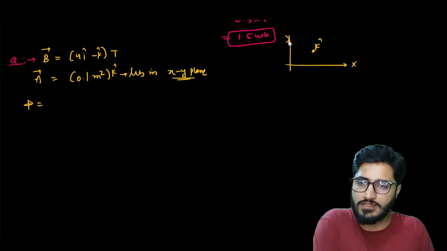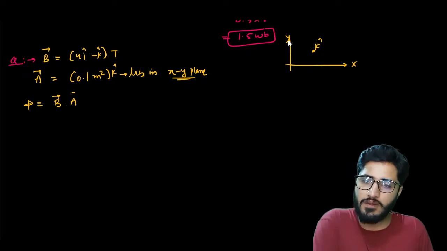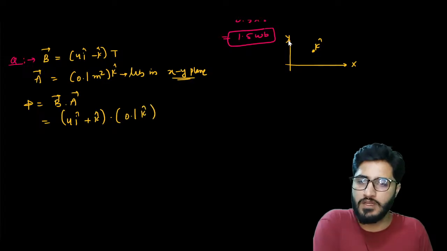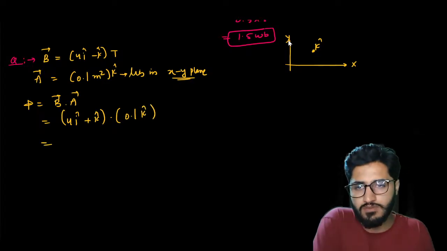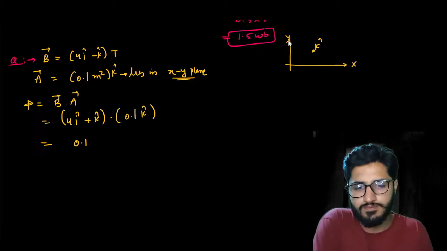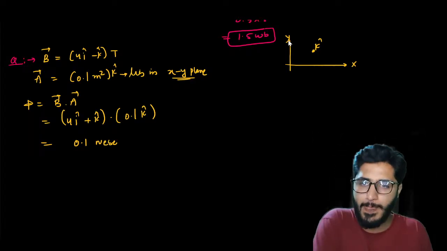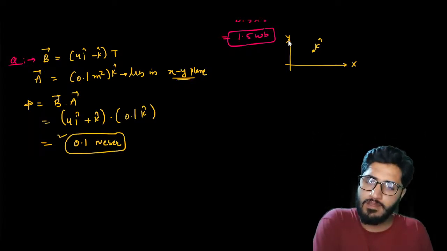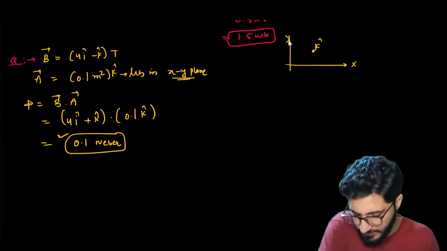So find flux. Is it B dot A? Yes, sir. B is 4I cap plus K cap dot 0.1 K cap. So what is my answer now? Is it 0.1 Weber?